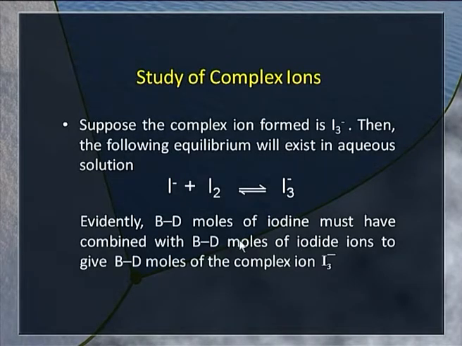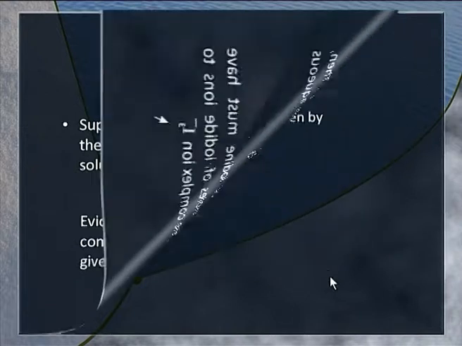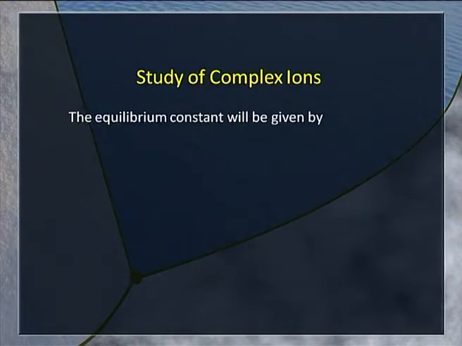Evidently, B minus D moles of iodine must have combined with B minus D moles of iodide ions to give B minus D moles of the complex ion I3 minus. The equilibrium constant will be then given by K equal to concentration of I3 minus divided by concentration of I2 into concentration of I minus.